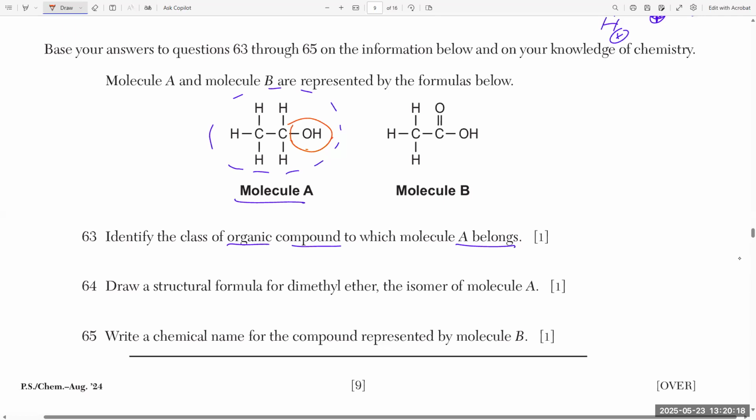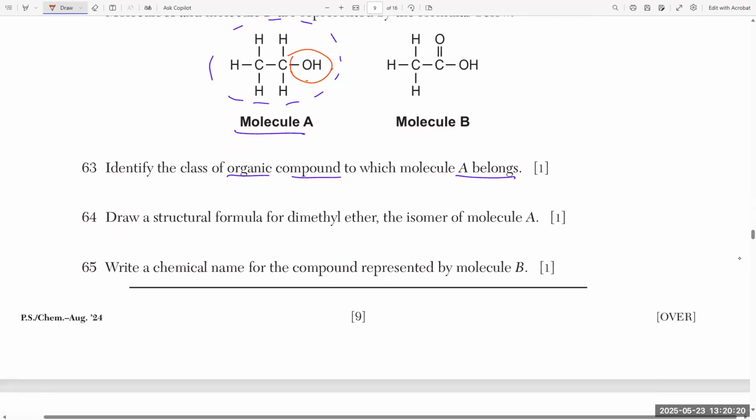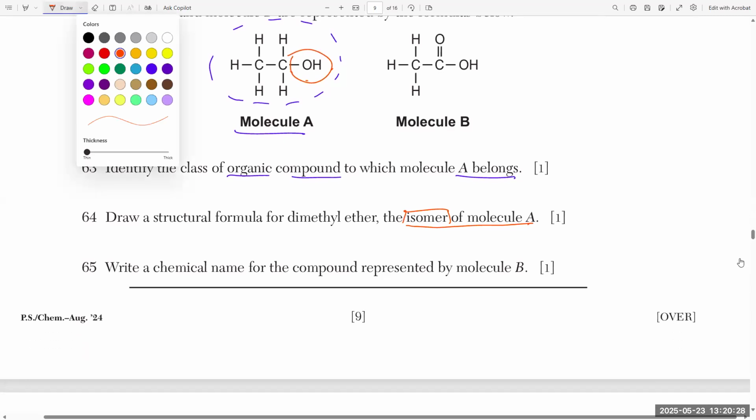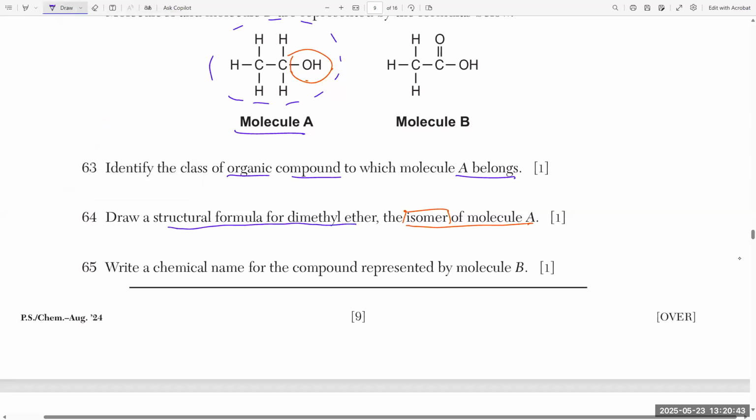Let's go to 64. Draw the structural formula for dimethyl ether, the isomer of molecule A. Now, in class, I said a long time ago that an isomer is something that looks the same, like isometric, or an isosceles triangle has two angles that are similar or the same as each other. So they want a formula for dimethyl ether, which is an isomer of molecule A.